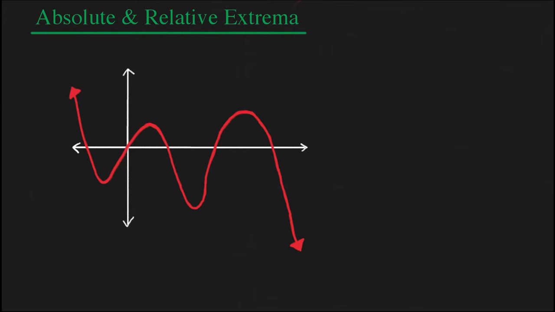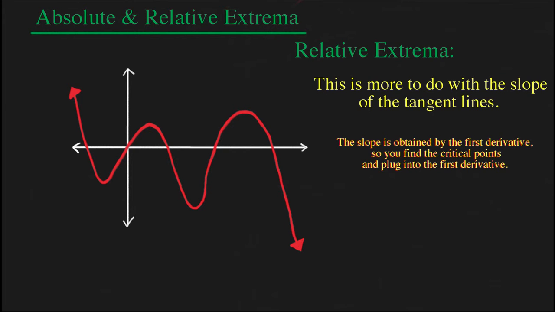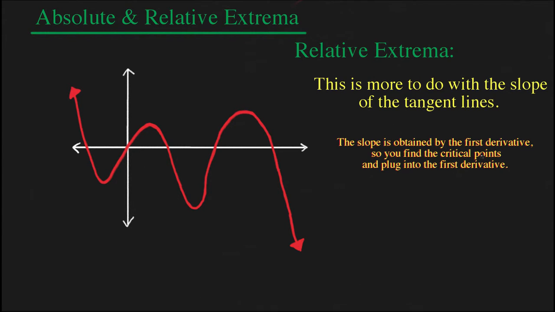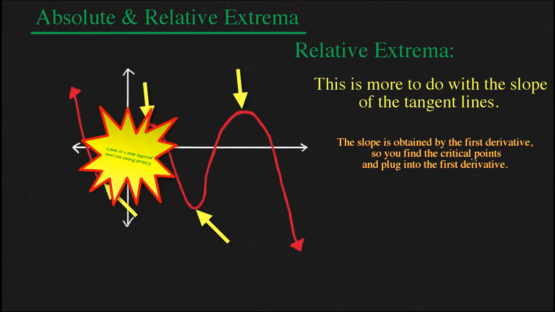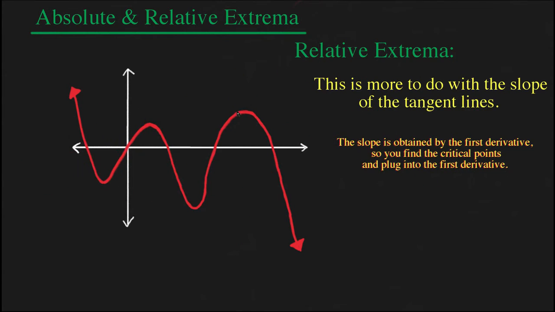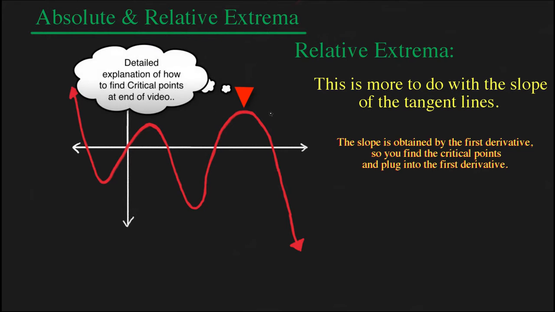In relative extrema, we are no longer looking at a portion of the function, we're looking at the entire function, and we're looking at the slopes of the tangent lines. And we get the slopes of the tangent lines by doing the first derivative. And you find the critical points, and you plug into the first derivative, not the critical points themselves, but test points on either side. Okay, so when we plug in a test point on either side of this critical point, obtained by setting the first derivative equal to 0.